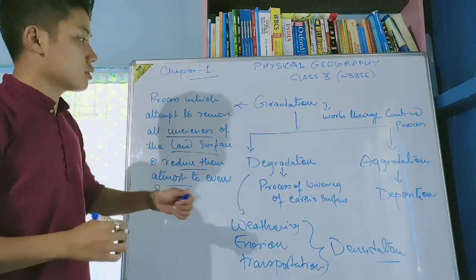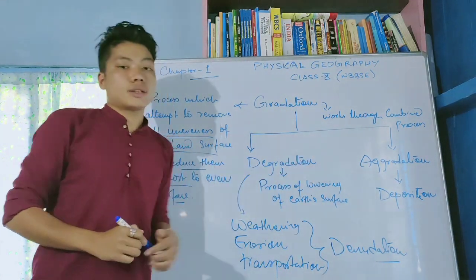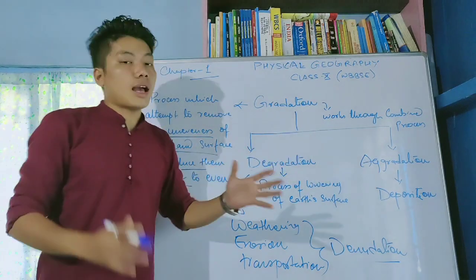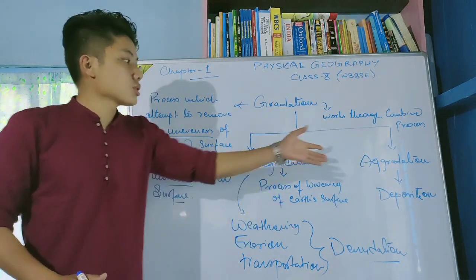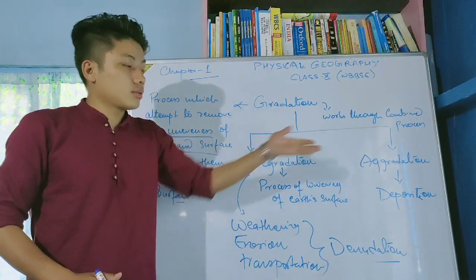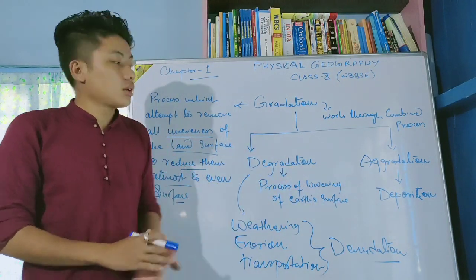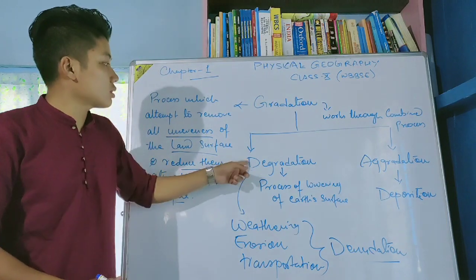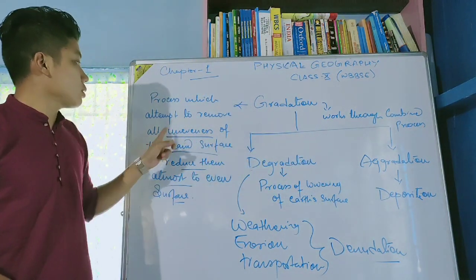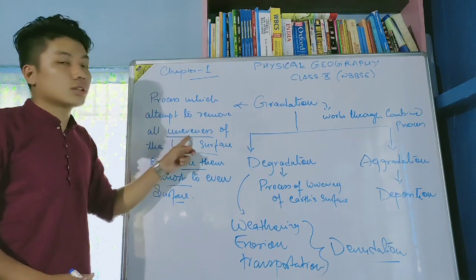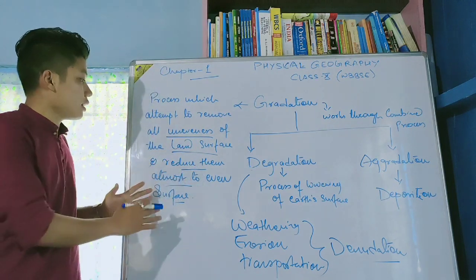I hope you understood this one. Next is aggradation. Basically, aggradation is the act of deposition, like deposition of sand dunes, deltas, all these things. So these two processes, degradation and aggradation, try to level or remove all the unevenness of the land surface and reduce them almost to an even surface.